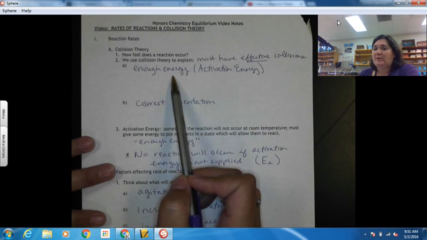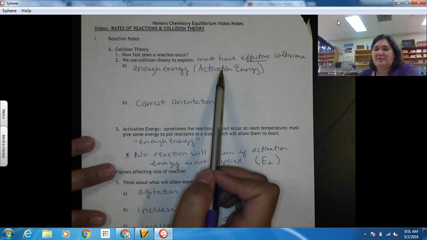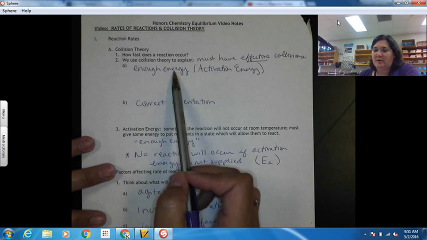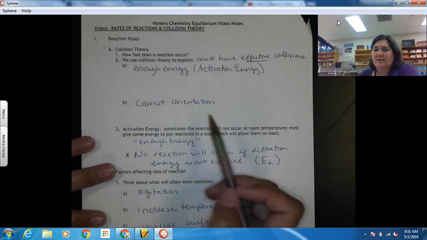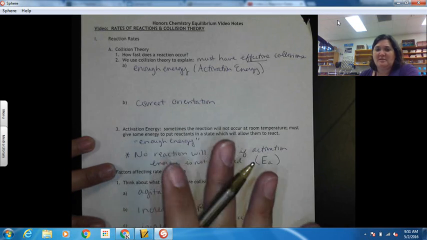Right? So we need enough energy, what we call, to make that effective collision, is known as the activation energy. Without this, no reaction is going to occur because the molecules don't react effectively enough. There's not enough energy to make them change.